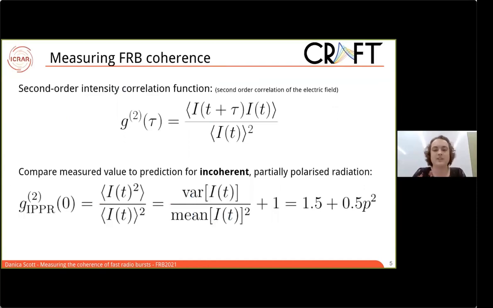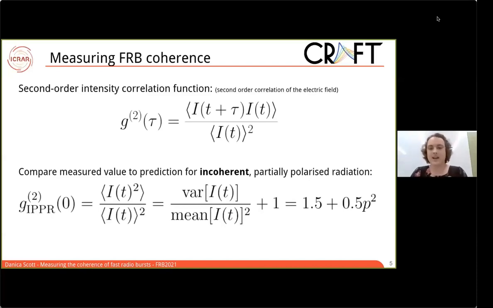We're going to do this, or we've done this, through the second order intensity correlation function. This is a function that basically describes the second order correlations of the electric field that you measure for a transient. It's denoted by G2, and it's a function of a time lag tau, which is in units of whatever time resolution you have. And it's basically the average of the intensity correlation that you measure, averaged over time, divided by the average of the intensity squared.